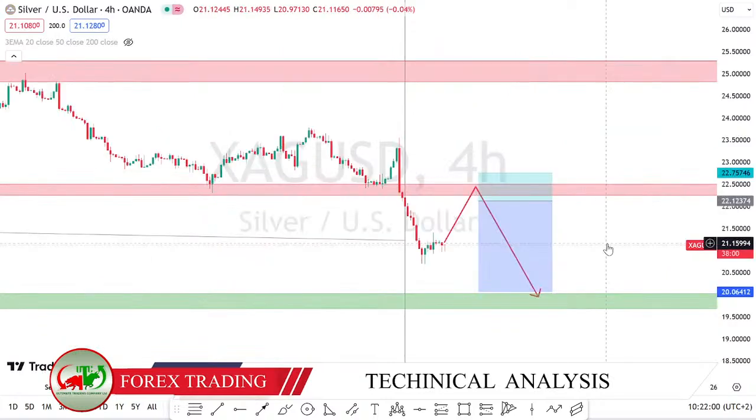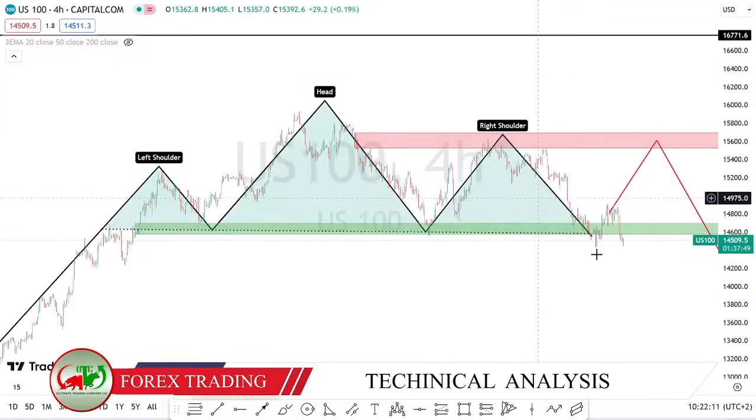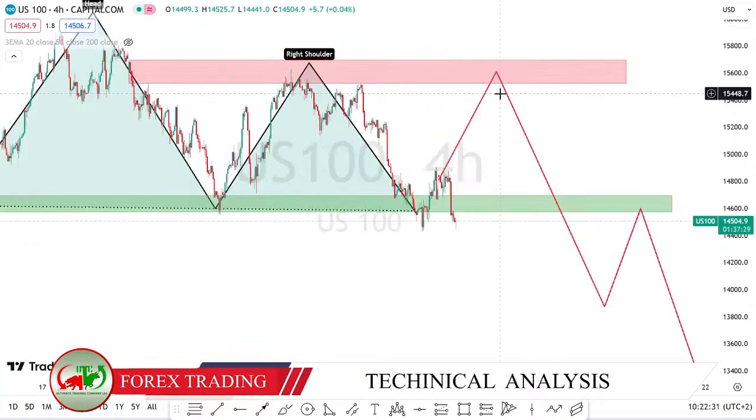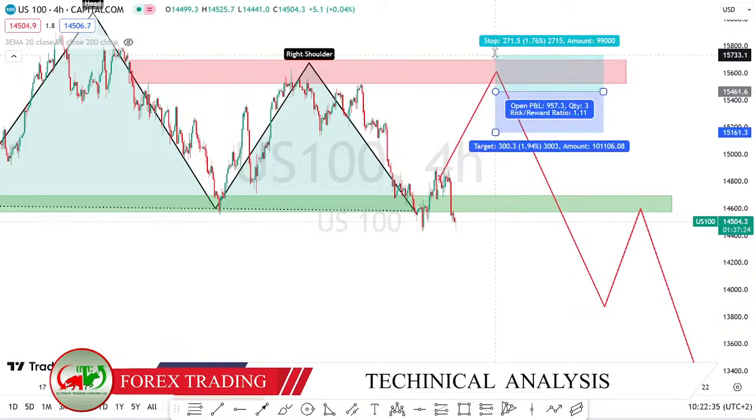And let's switch to indices also. Okay, I hope you remember this head and shoulders, which is also a reversal chart pattern, and we are still at this neckline, and we were expecting US 100 to drop lower. Okay, but since we are at the neckline, our bias of yesterday is still the same. The market needs to pull back to the right shoulder, and that is where we are going to look for sell opportunities. Okay, that's the first area of value where we are going to look for sell opportunities.